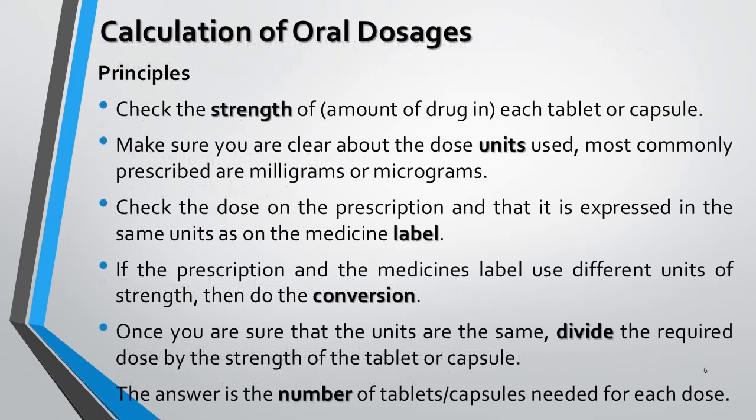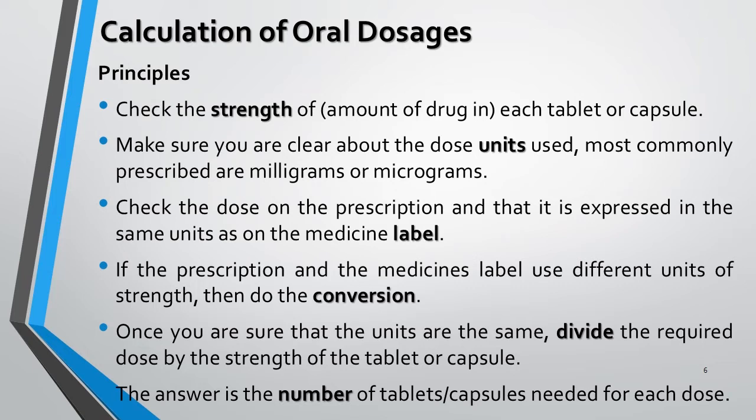The principles involved in calculation of oral doses include the following points. The strength of each tablet or capsule, that is, the amount of drug, should be checked properly. The dose units should be certain, milligrams or micrograms being most commonly prescribed. The dose and units of medication prescribed should be cross-checked with the dosage and unit mentioned in the drug label. If the prescribed drug unit and the unit of the label are found to have different strength, specific unit conversion is required to be implemented. Both the units in the prescription as well as the label should be confirmed to have the same strength.